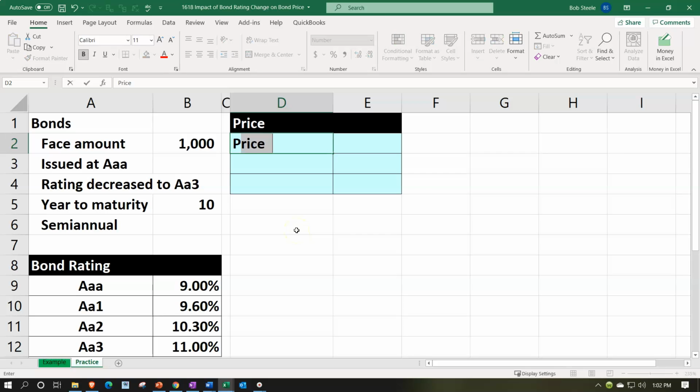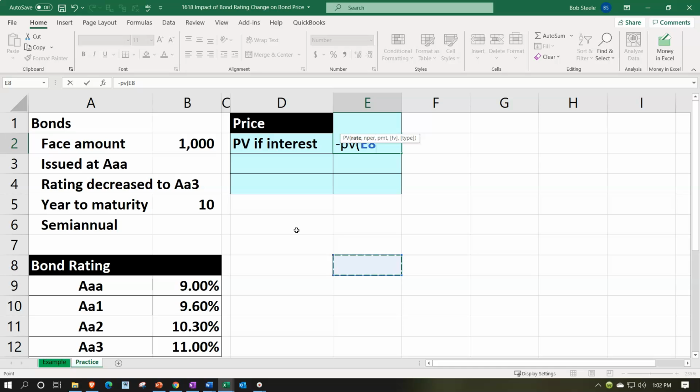So this is going to start off with the present value of interest, which is going to be negative present value, shift 9. The rate is going to be the market rate, which we're now going to say is 11%. Now that would be the yearly rate, and these are semi-annual bonds, so we're going to take that and divide it by 2. Remember that the rates that are shown, whenever you're looking at rates, unless it says otherwise, they're talking about yearly rates.